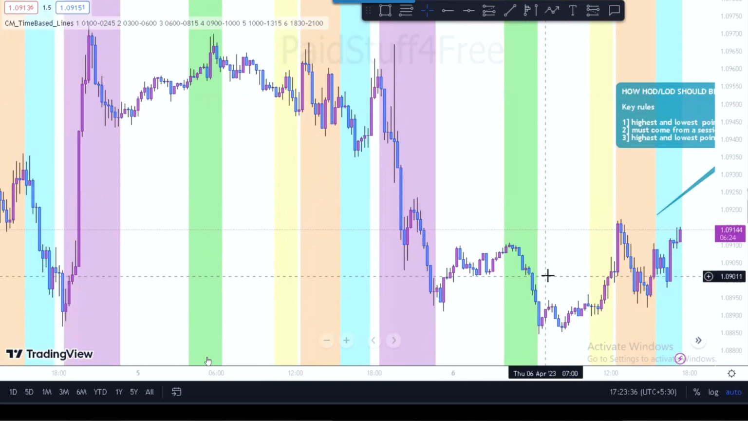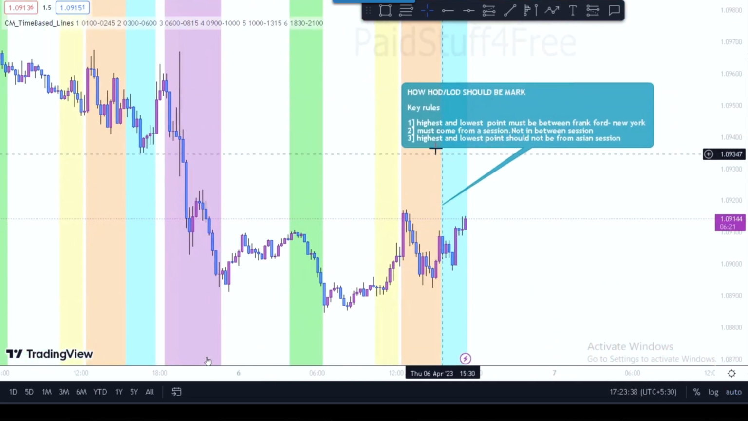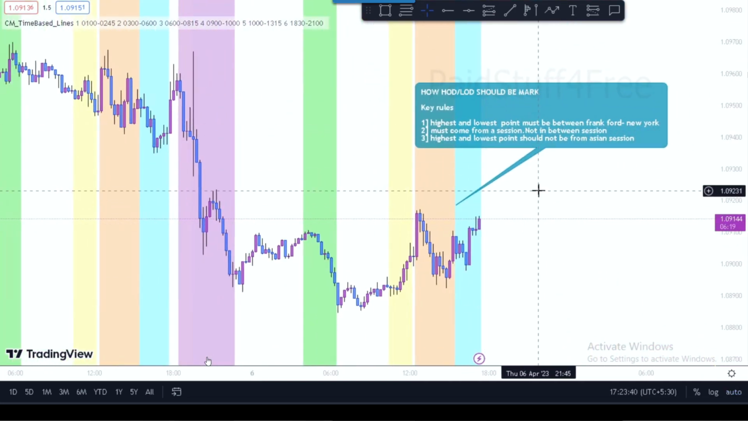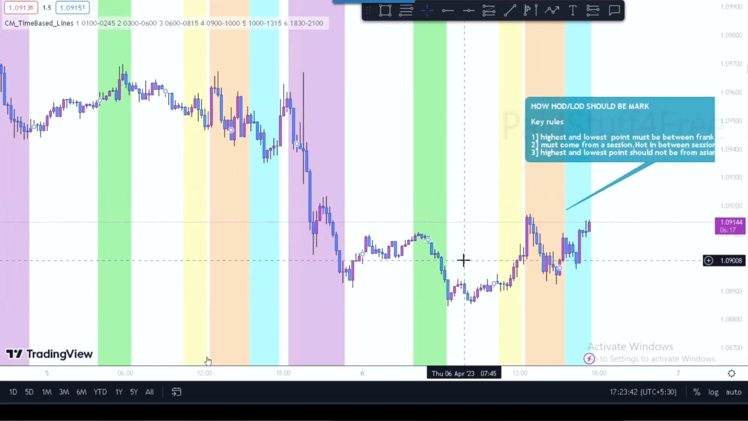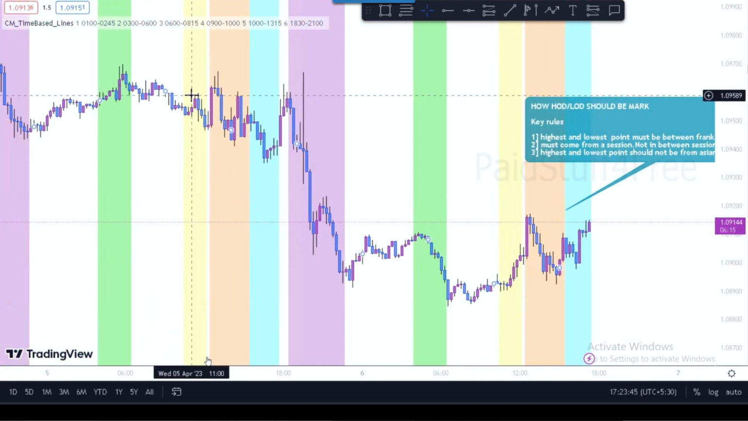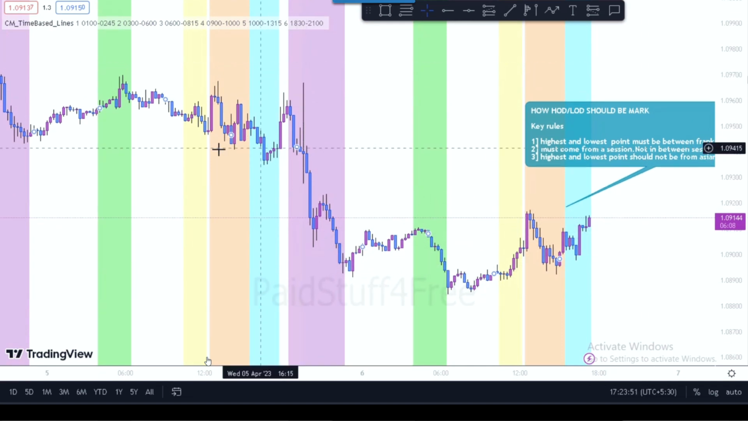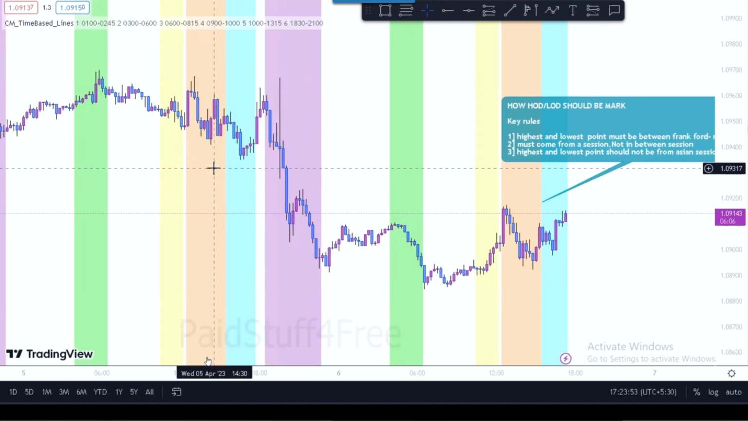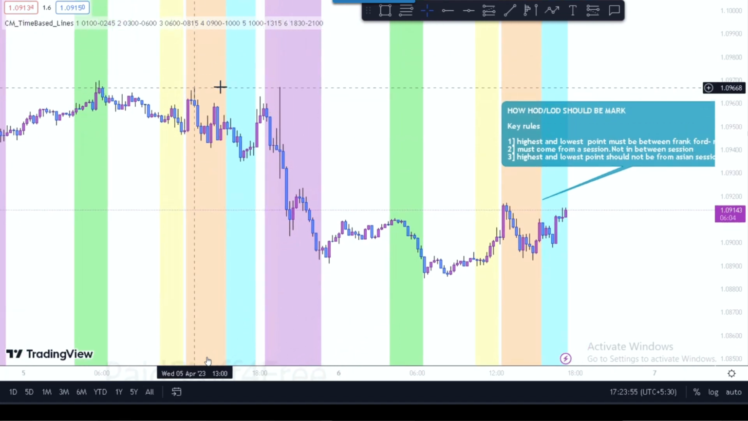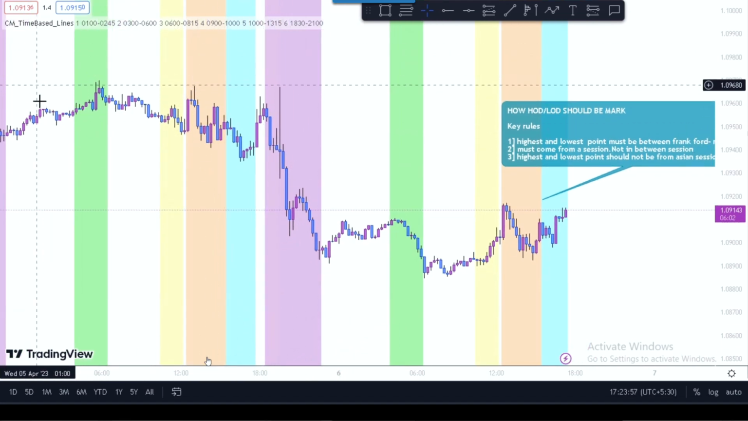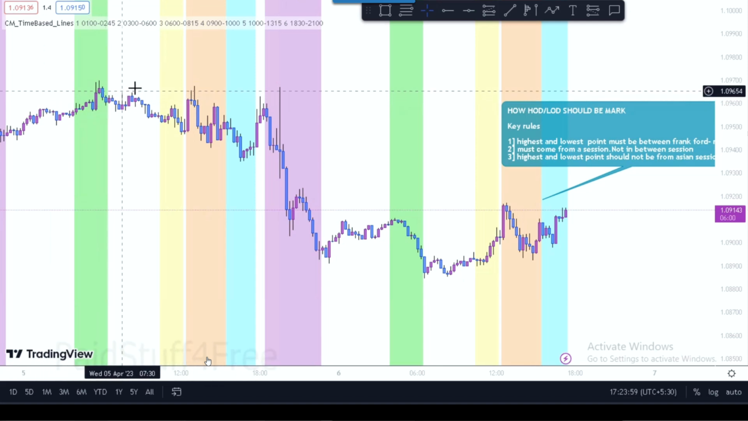So the rules for marking highs and lows are: the highest and lowest point must be between the Frankfurt and New York session. So this is our Frankfurt session, this is our London session, this is our pre-New York, and this is our New York session. This green one is our Asian session. We will only mark highs and lows in between these sessions. We will not mark highs and lows from this Asian session or these wide gaps in between.